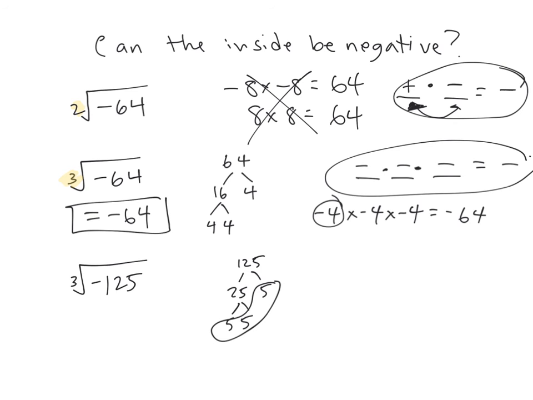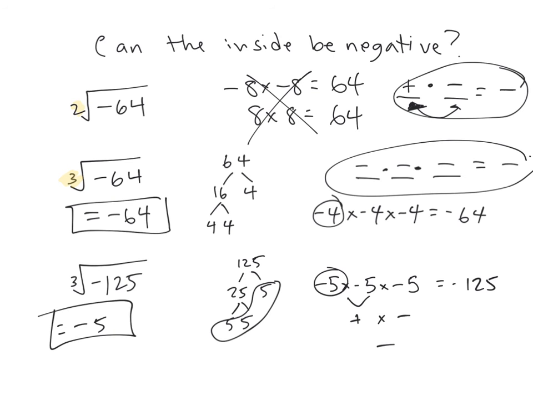So looking at my tree, 3 5s multiplied together is going to make 125. And if I make them all negative, 3 negatives multiplied together, the negative and negative makes a positive, times the negative is going to make a negative 125. So I know that negative 5 is going to work as my answer on this one.